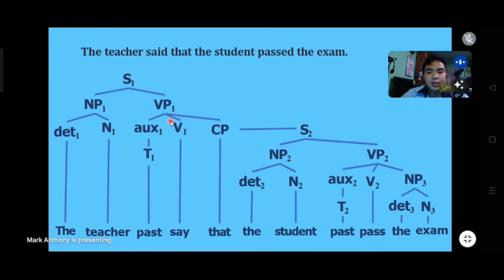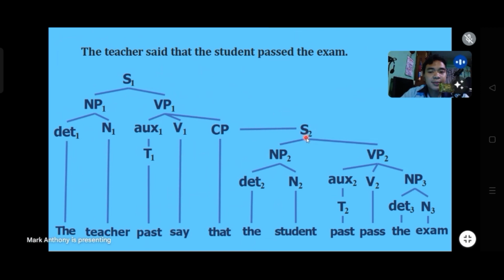in which the word say is an auxiliary verb, and its tense is in the past form, because as you can see here, said. Therefore, it is in the past form. And this sentence is linked by a copula, and here the word that is a copula. The copula connects the second sentence present.